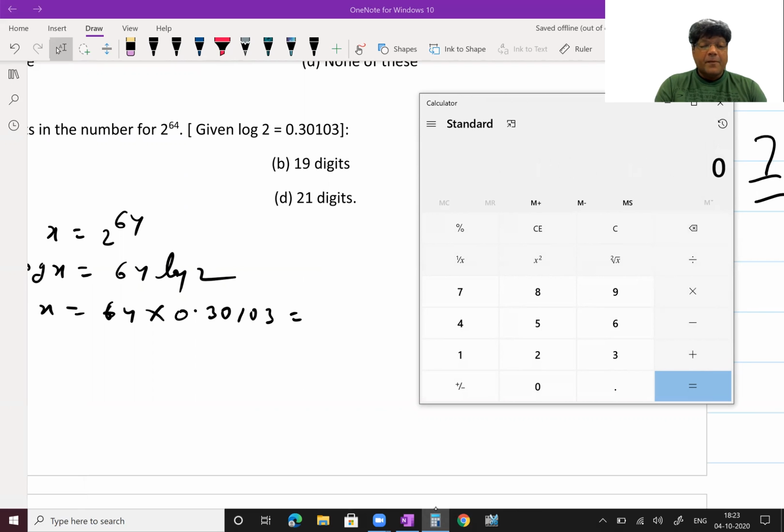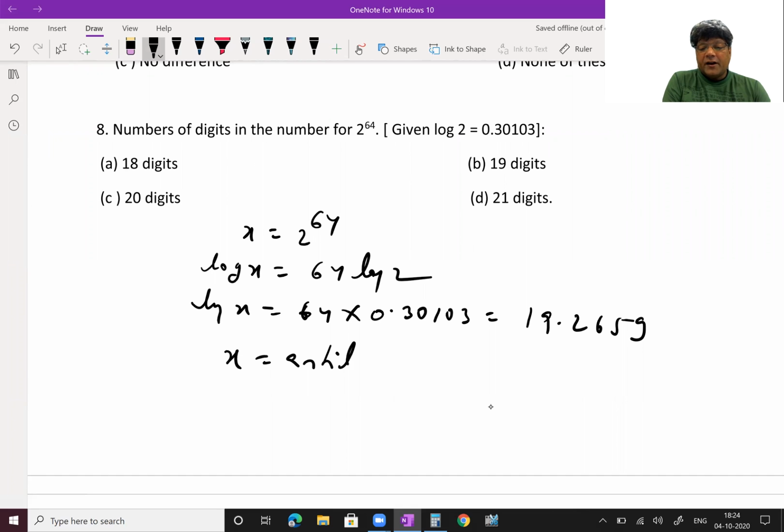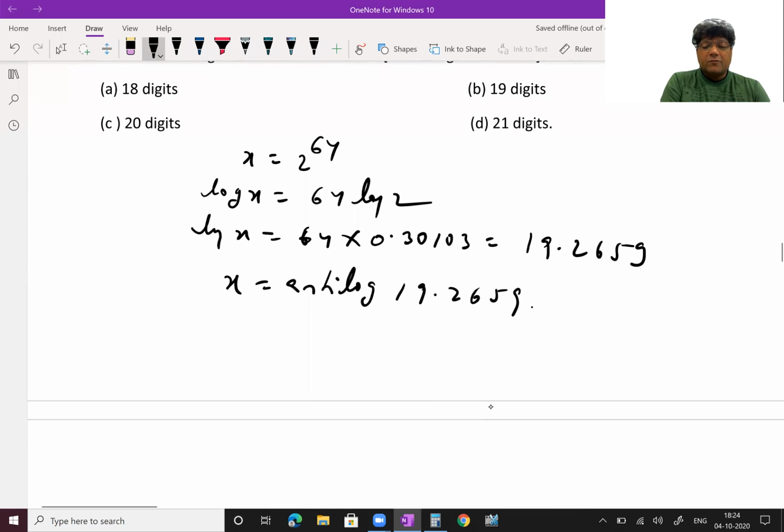64 into 0.30103 is equal to 19.2659. So x is equal to the anti-log of 19.2659. Now you remember how to calculate this?